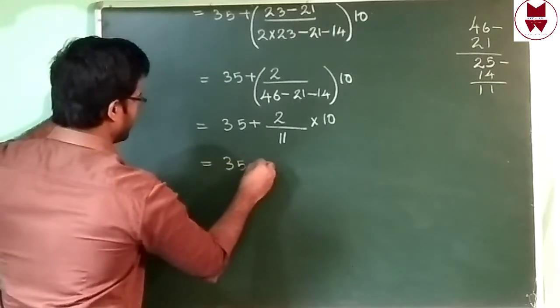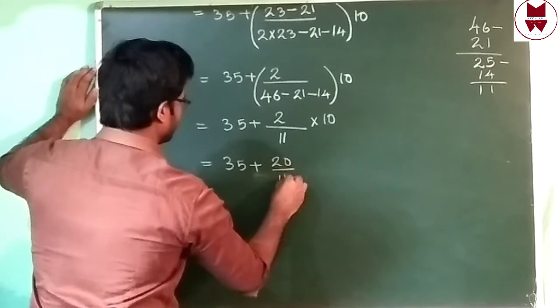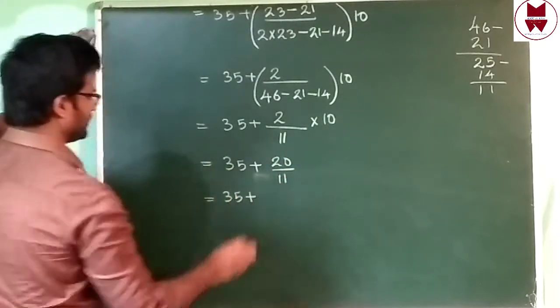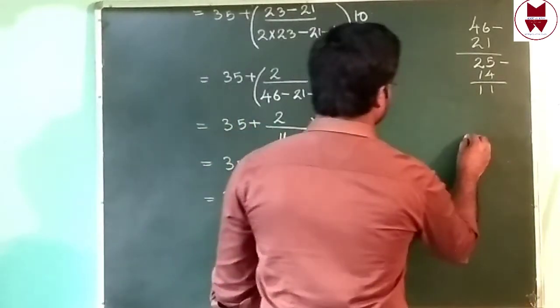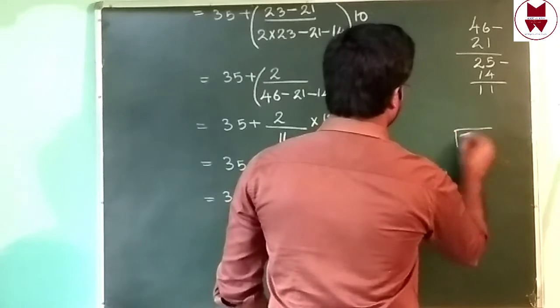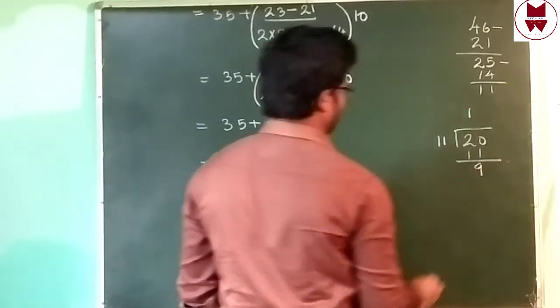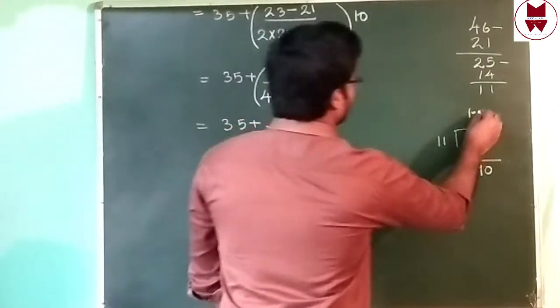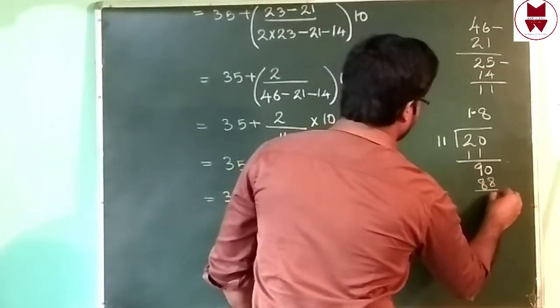35 plus, 2 into 10 is 20, divided by 11. We can divide 20 by 11. 1 time 11 is 11, remainder 9. Add a 0 and put a point. In 90, 8 times 8 into 11 is 88, then 2.